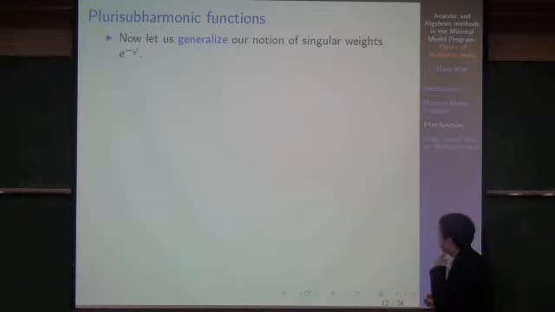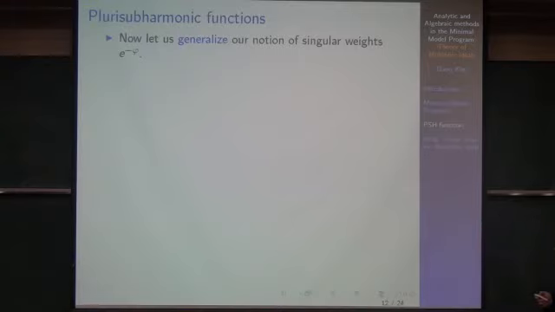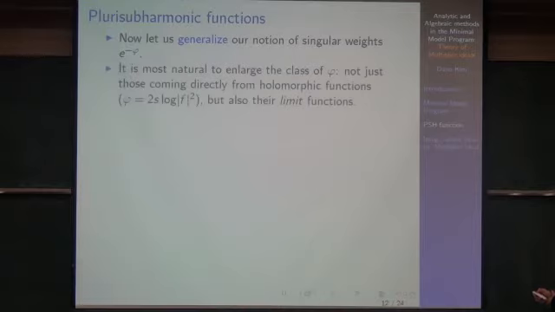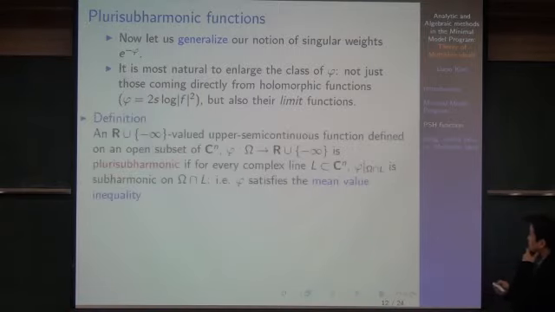Okay, so now I'm going in another direction where we generalize this notion of singular weights. It used to be e^{-phi}, which was equal to 1 over |f| to some power 2s. It's natural to slightly enlarge the class of phi, not just those coming from holomorphic functions, but you can take the limit of these phi's. So what kind of notion are those limit functions?